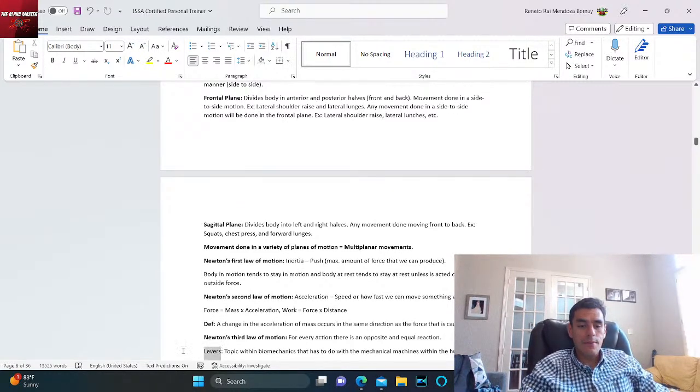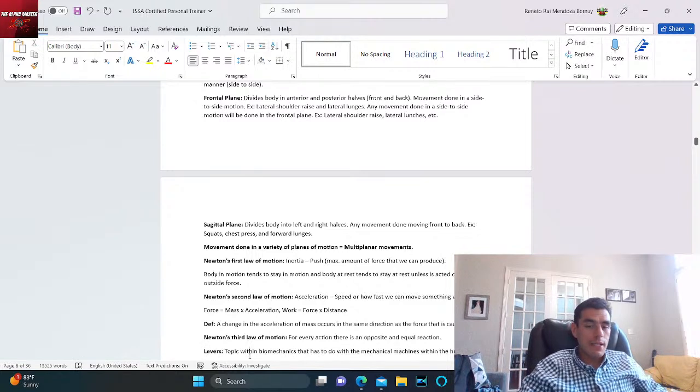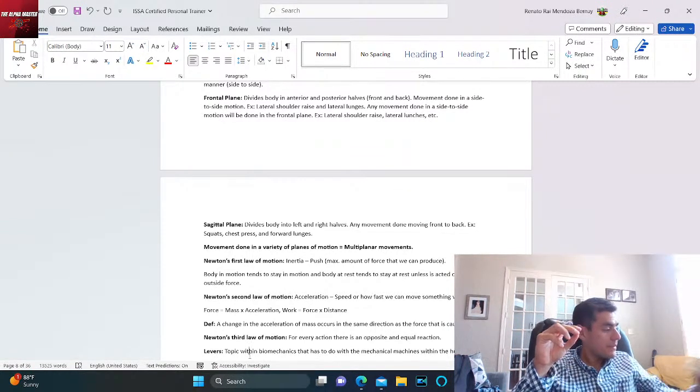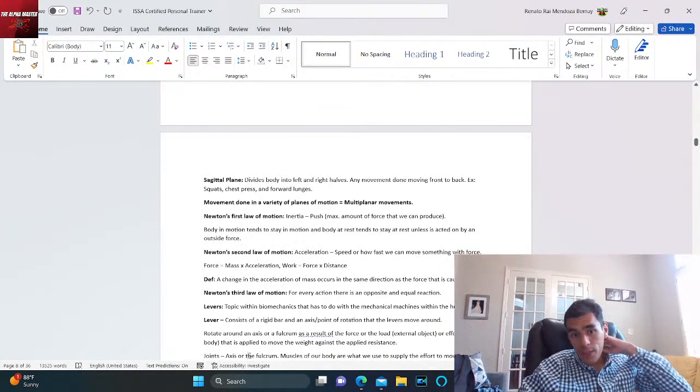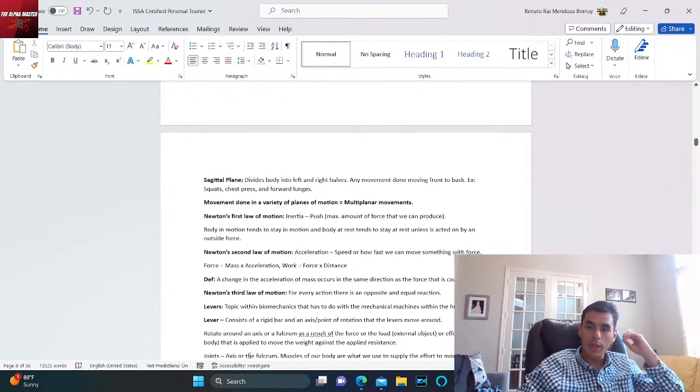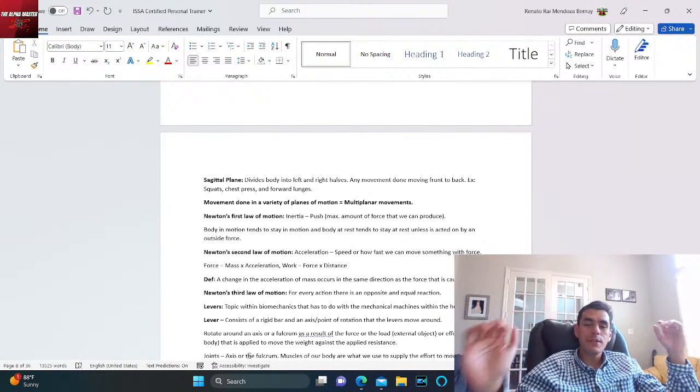Now, the topic of levers is a complex topic to look at. Levers are a topic within biomechanics that has to do with the mechanical machines within the human body. There are three classes, involving the fulcrum, resistance, and effort. A lever consists of a rigid bar and an axis, or point of rotation, that the lever moves around.